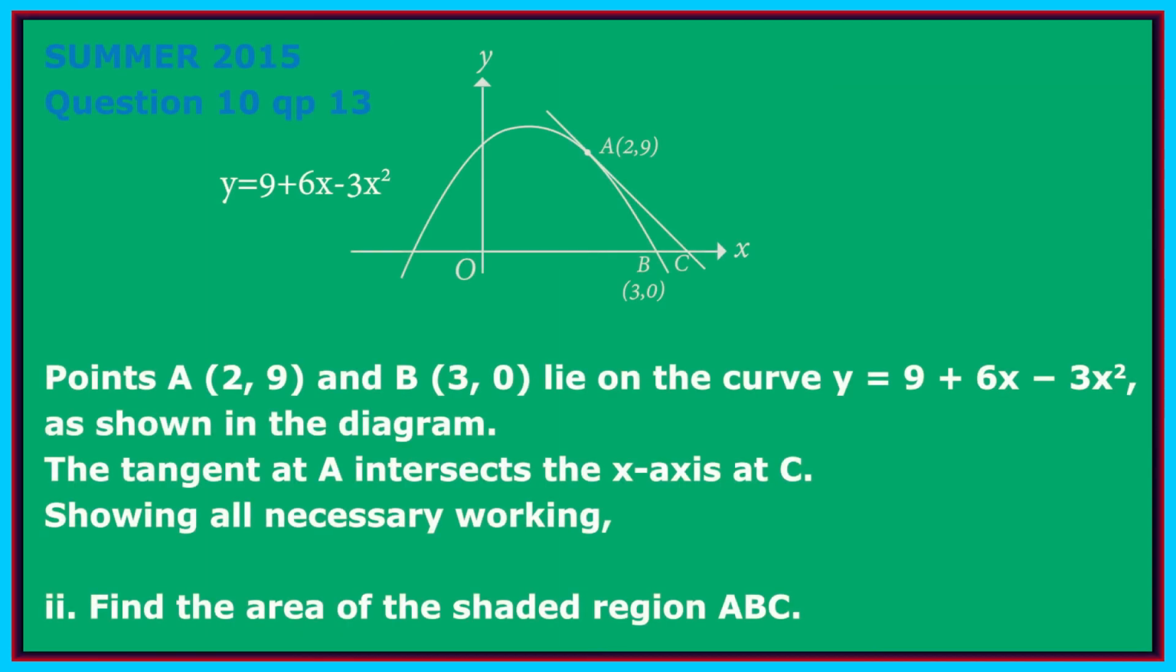Question 10, QP13. Points A (2, 9) and B (3, 0) lie on the curve y is equal to 9 plus 6x minus 3x squared, as shown in the diagram. The tangent at A intersects the x-axis at C. Showing all necessary working, (ii) find the area of the shaded region ABC.